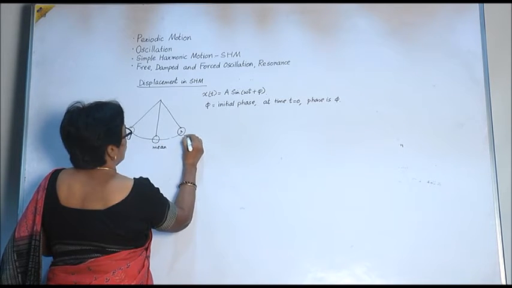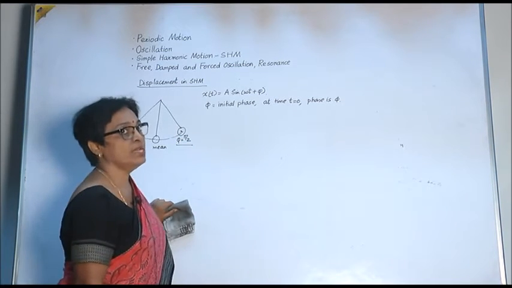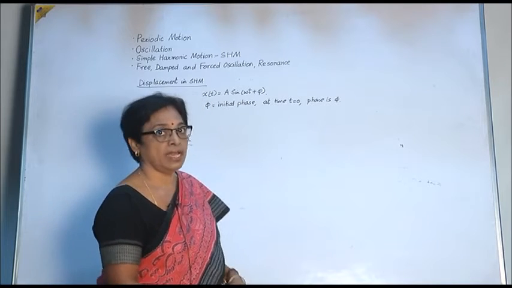So here phi is equal to pi by 2. I will say that the initial phase of the particle was pi by 2.